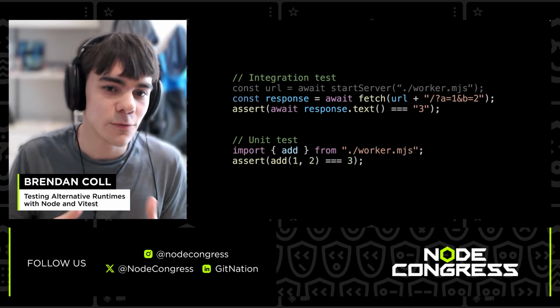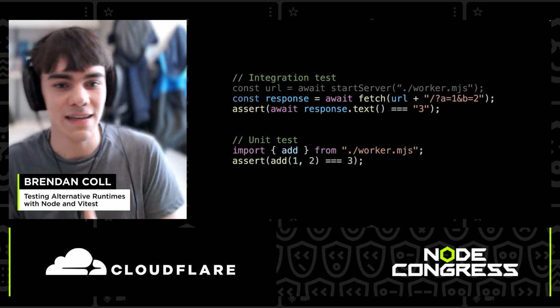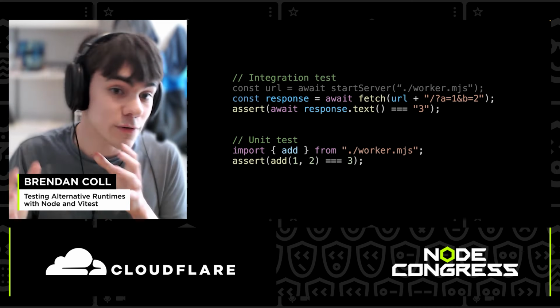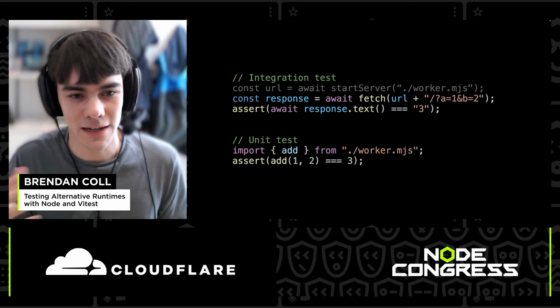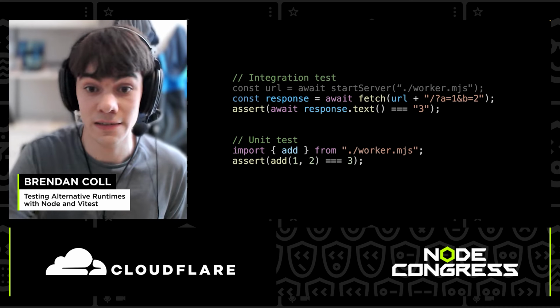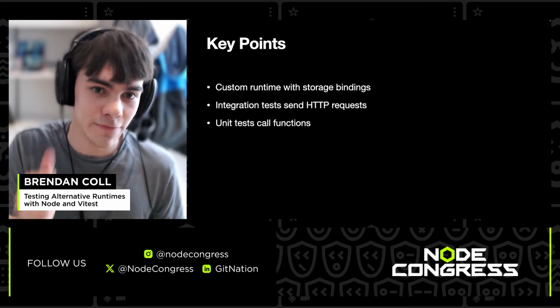To support unit tests, we need to access workers' runtime APIs inside the test runner, so that the function runs with the correct global scope. We provide a few different ways of doing this today, but they all have their limitations. So this talk is going to explain how we built a new system that supports both of these types of tests. Before we move on, let's review the key points that we've just covered.